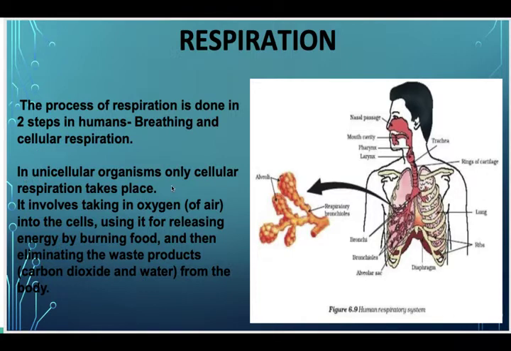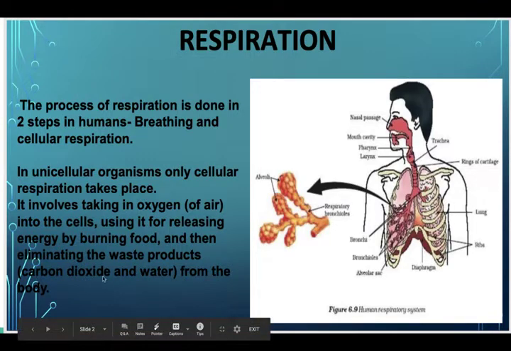In unicellular organisms, only cellular respiration takes place by the process of diffusion, and it involves taking in oxygen from the air into the cells and using it for releasing energy by burning food, and then eliminating the waste products in the form of carbon dioxide and water from the body.